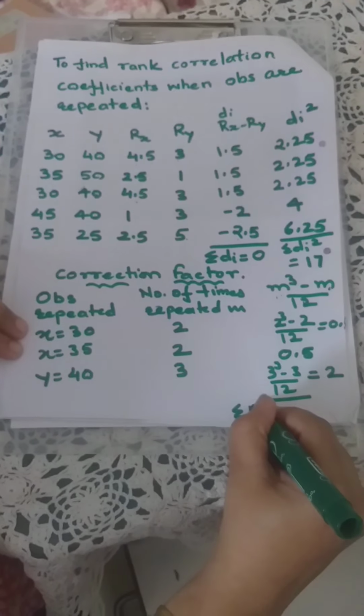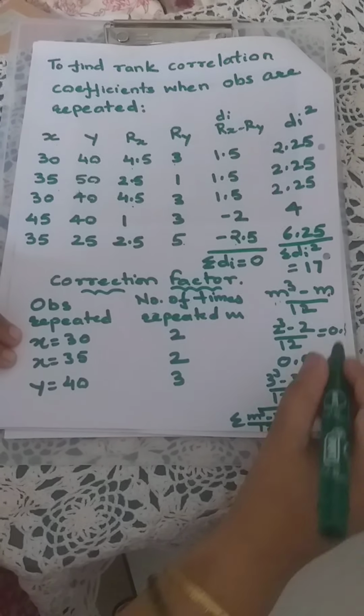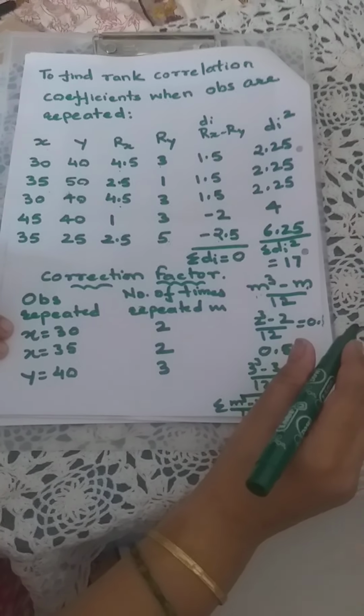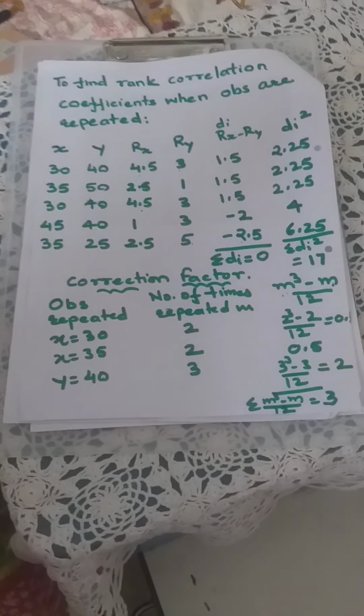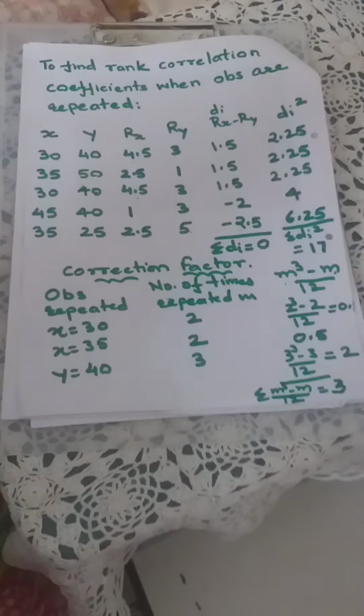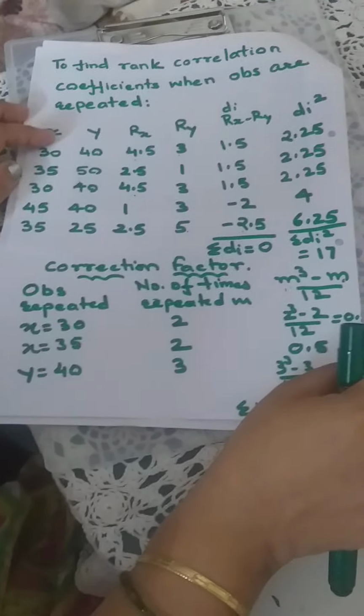Now what is the next thing I should do? I should add them. So I will add summation m cube minus m upon 12. So 2 plus 0.5 plus 0.5, it comes out to be 2 plus 1, that is 3. Right? Now the next step is, I will now find the value of r. That is our main goal. So now I find the value of r.